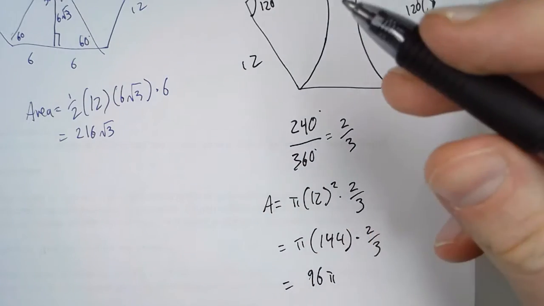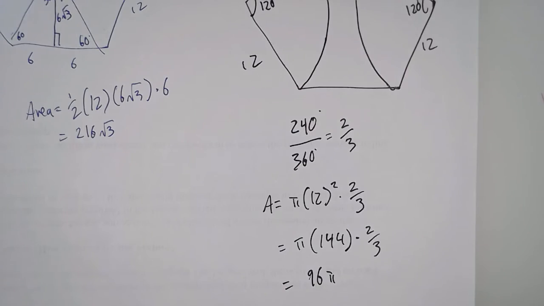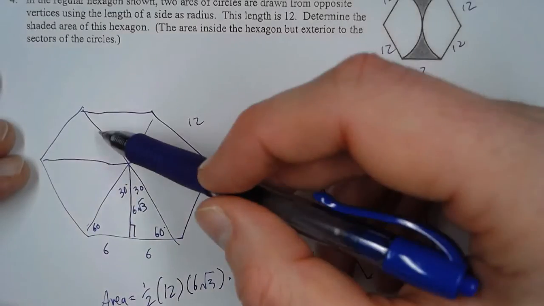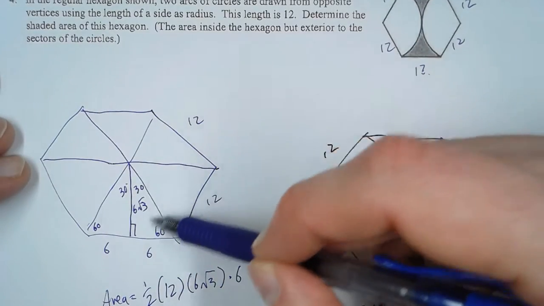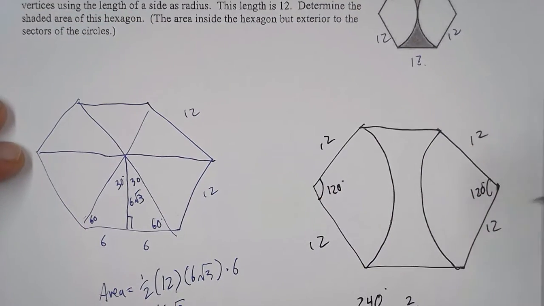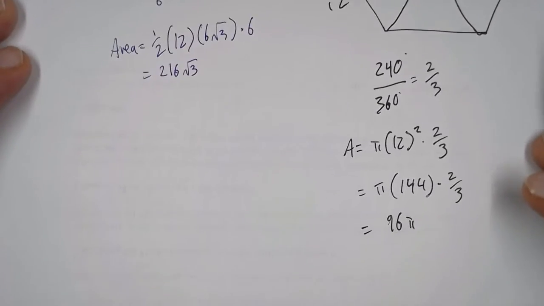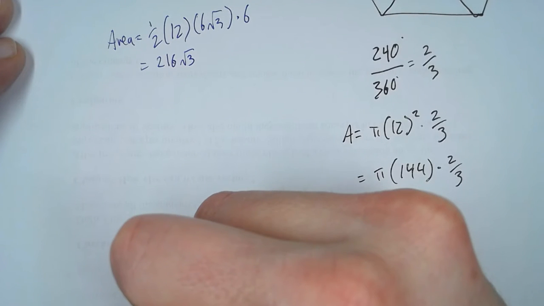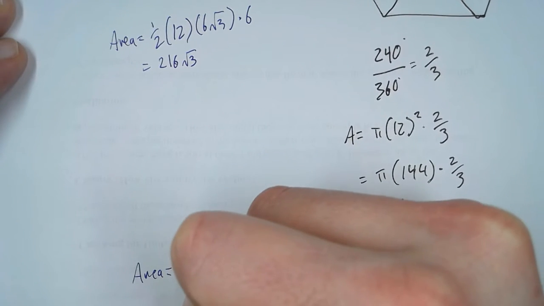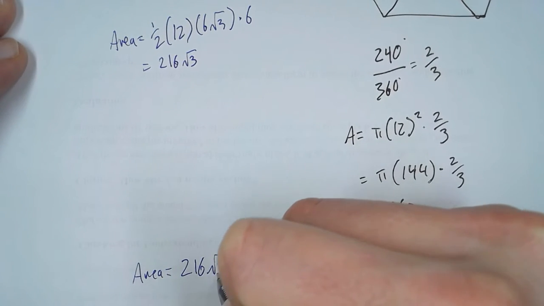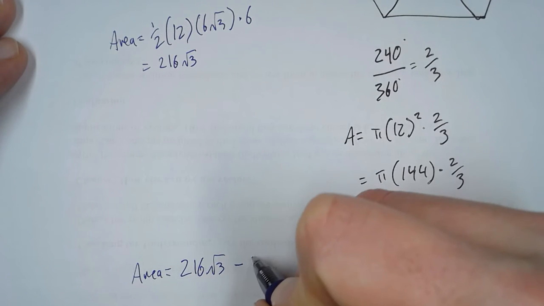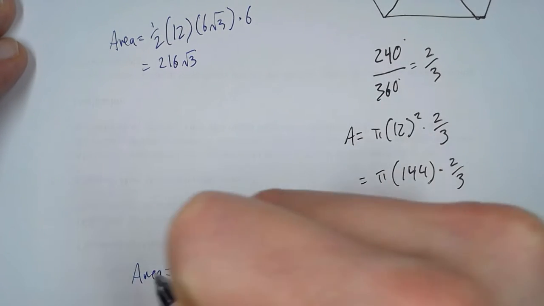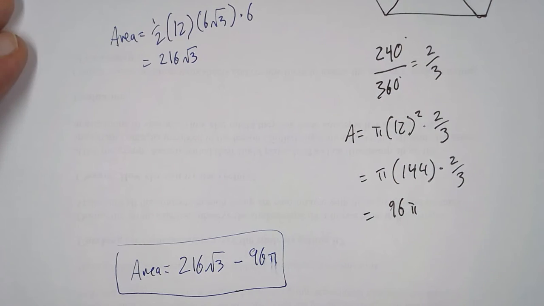And so the question asked for the exact area. So we take the area exactly of the entire hexagon, and then we subtract away the area of the arcs. So our final area is 216 radical 3 minus 96 pi. And there's our answer, and we're done.